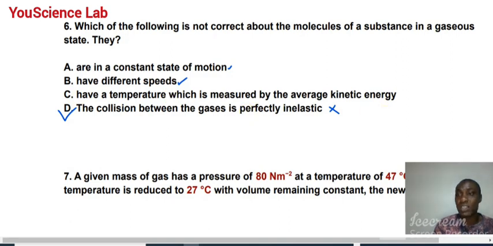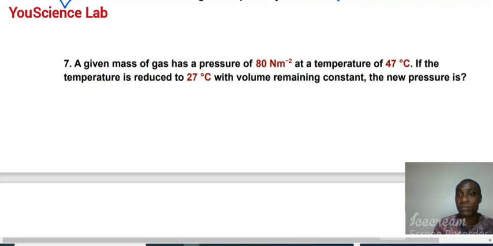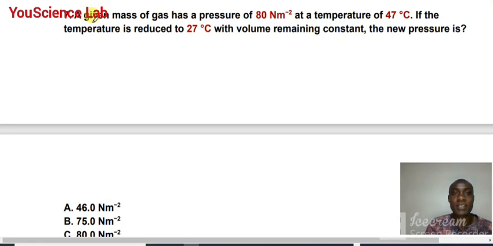So let's go to the next one, question 7. Question 7 is giving us a given mass of gas has a pressure of 800 Newton per meter square at a temperature of 47 degrees centigrade. If the temperature is reduced to 27 degrees with volume remaining constant, the new pressure is, so this is actually a Charles law.